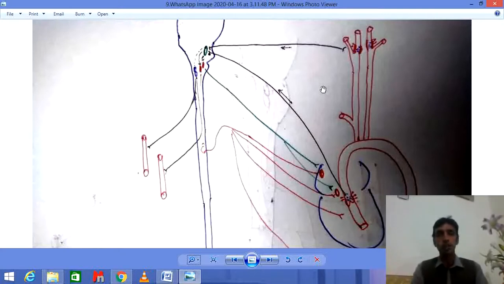A similar phenomenon occurs for oxygen. When the oxygen concentration in the blood is increased, the heart rate will be decreased, and following this pathway, the heart rate and the blood pressure will be decreased.